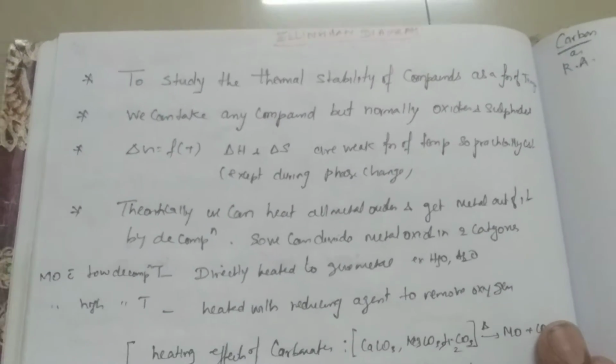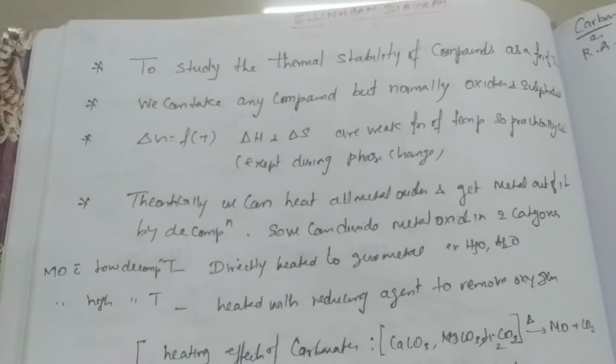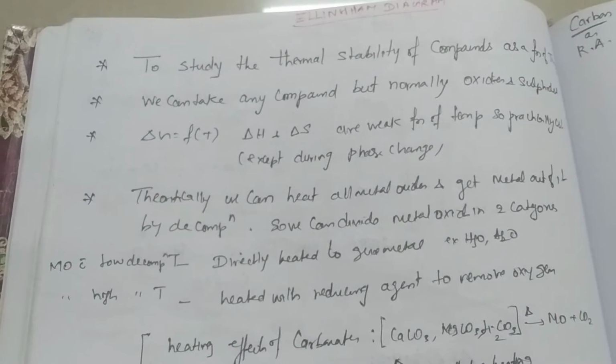Ellingham diagrams are basically graphs plotted against two parameters. One is delta G naught F, that is the standard free energy of formation, and the other is temperature. Now, why do we need them?